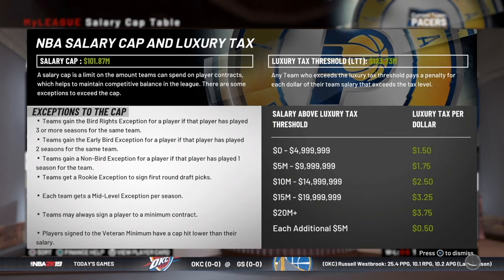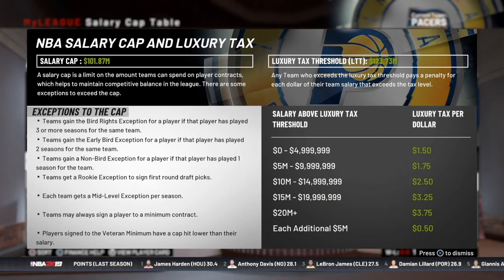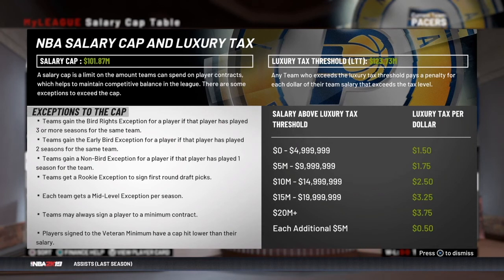For a player with 2 bird years, they'd get the early bird exception, which means you could sign that player up to 175% of their contract, even if it puts you over the cap. And for a player that has full bird rights, which is 3 bird years, you could sign that player to a max contract, even if it puts you over your salary cap.